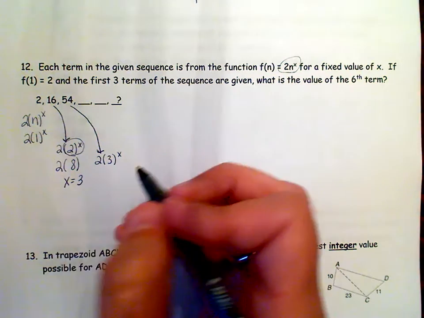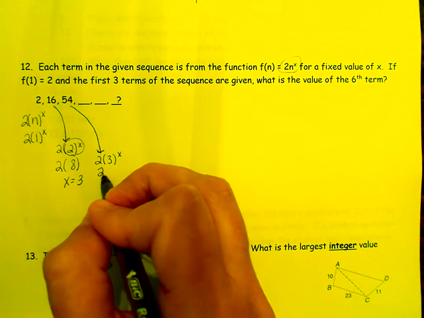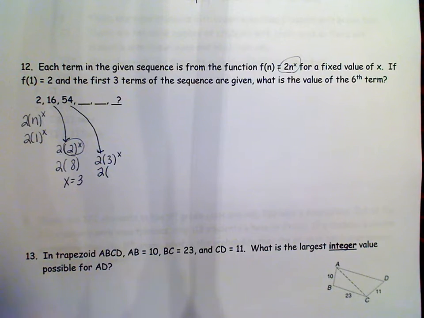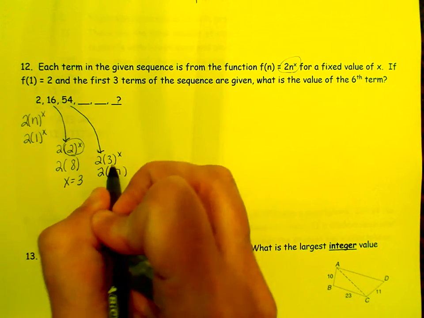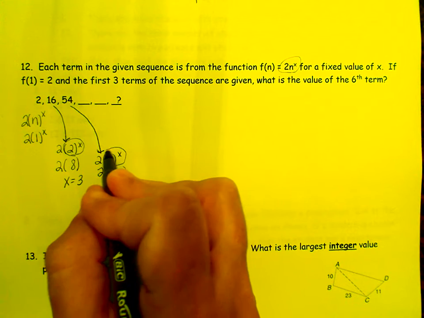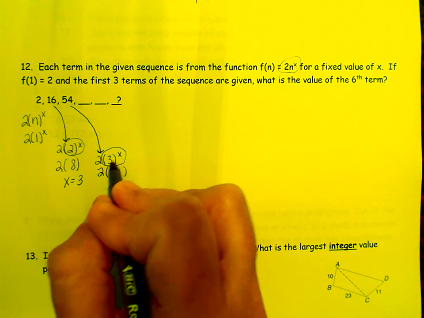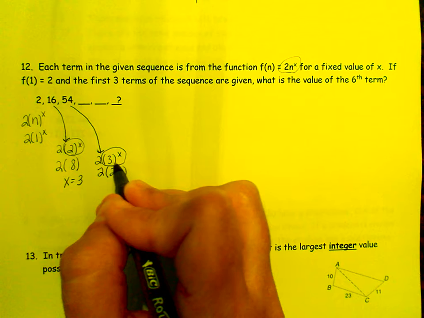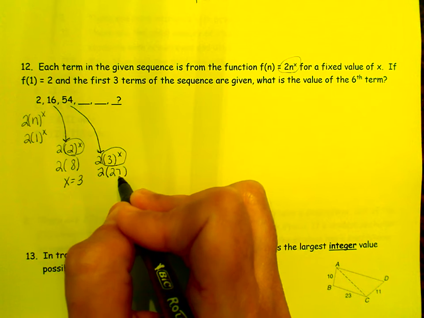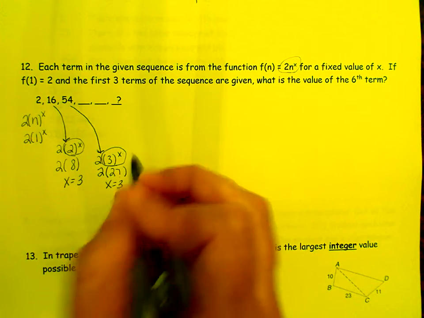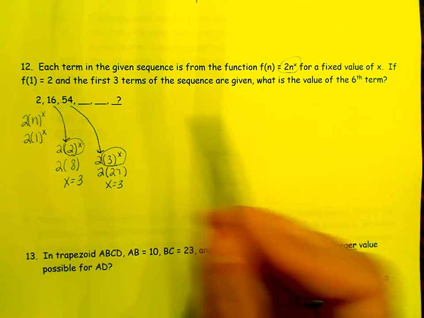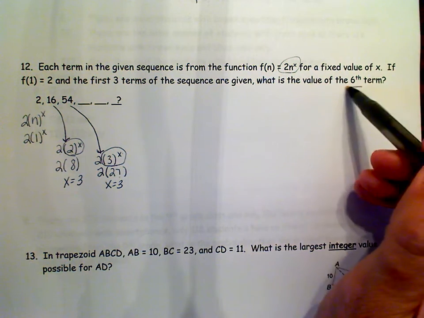Okay, now we're going to try that over here. So 2 times what gives me 54? That would be 27. So this right here needs to be 27. Well, 3 squared is 9, and 3 cubed is 27. So that means that the exponent would be 3. And so that works. So we're going to carry that pattern to find the sixth term.